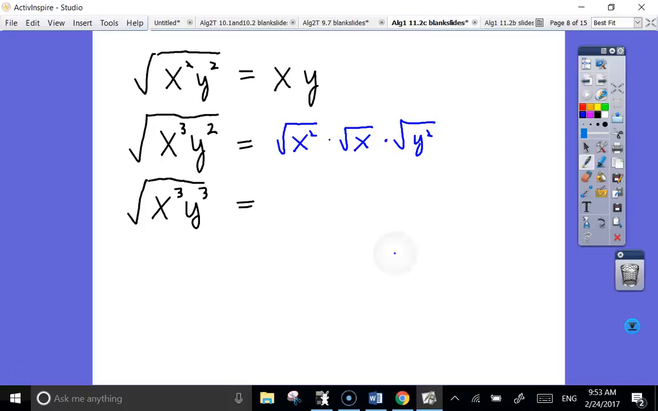The square root of x squared is x. The square root of x cannot be simplified. The square root of y squared is y, right? And now I should rewrite that with everything that's outside in front, xy, and the square root of x.